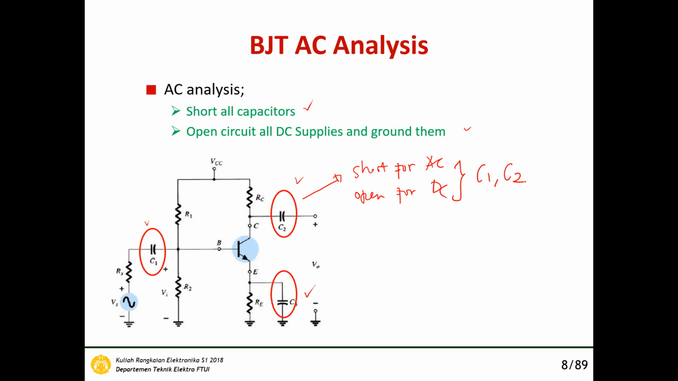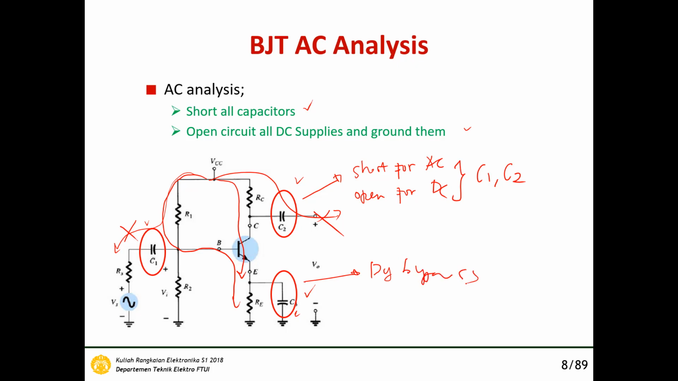Larger is better. Larger capacitance is better. Okay, so the DC current will be isolated in the circuit. Like this is the DC. If we didn't put the coupling capacitor, the DC component, the DC current, will go to the input like this one, and we don't want that. So we use the coupling capacitor, and then C3 here is a DC bypass capacitor.